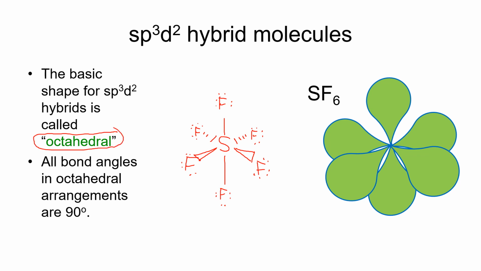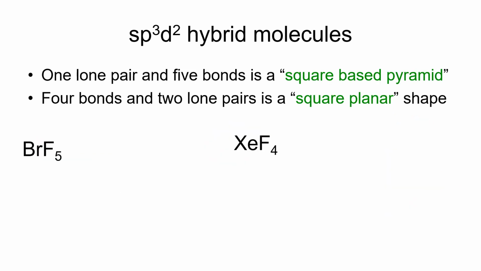Can't really see it the way it is, but if you use your imagination, imagine strings going down to each one of these things. You would end up with a four-sided pyramid on the top, and then a four-sided pyramid on the bottom. And so that makes 8 sides, and that's where the octa comes from for octahedral. 2 more variations for our SP3D hybrids.